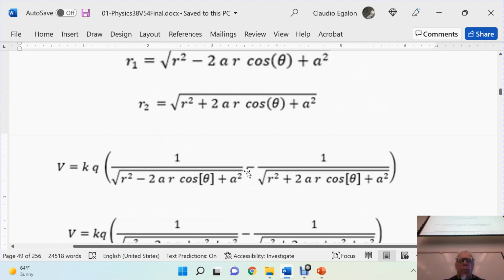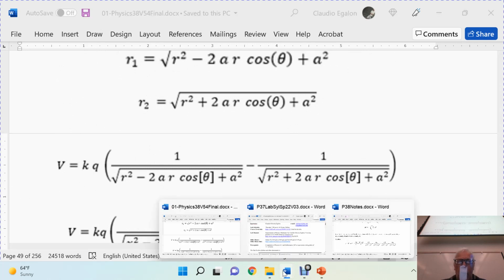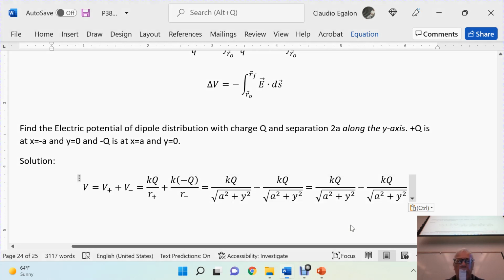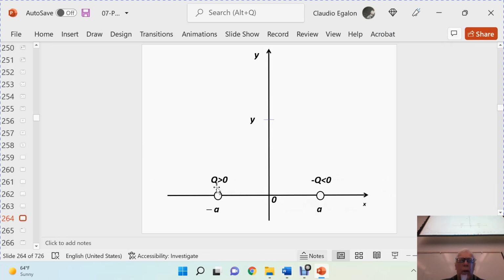Okay, but what you're obtaining here is not incorrect. What we're obtaining here is that the electric potential is 0 along the y-axis because the distance is the same. So that makes sense because of what we have here. This charge is contributing a positive electric potential here, and this charge is contributing a negative electric potential here. But because their distances are the same, they end up canceling each other.